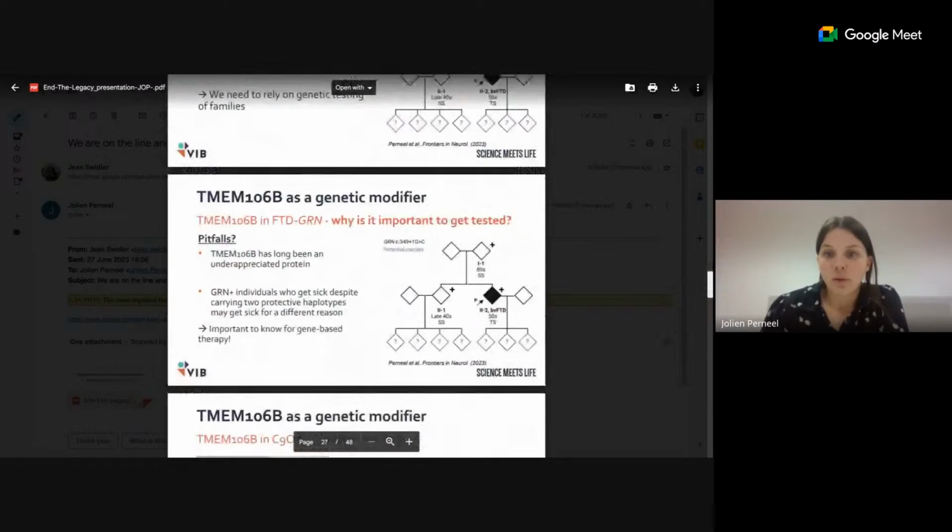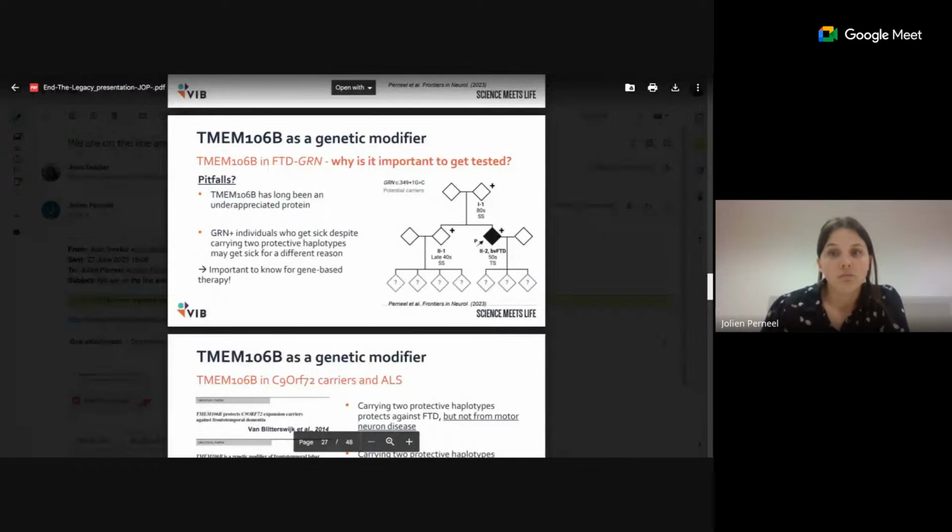Second of all, the second pitfall was that, so you may wonder, if it's so obvious, why isn't this routinely implemented yet? And this is because TMEM106B has long been an underappreciated protein, because sometimes clinicians do find individuals with a progranulin mutation and 2 protective haplotypes that are sick, so they don't believe it. But they are very rare, so it's not that common.